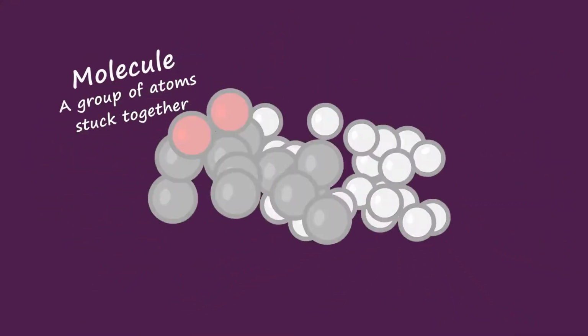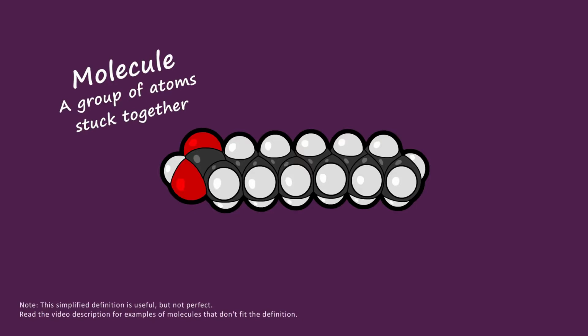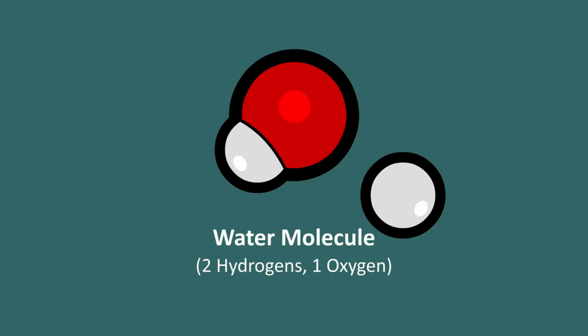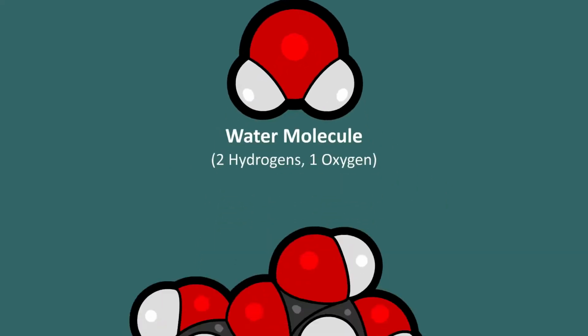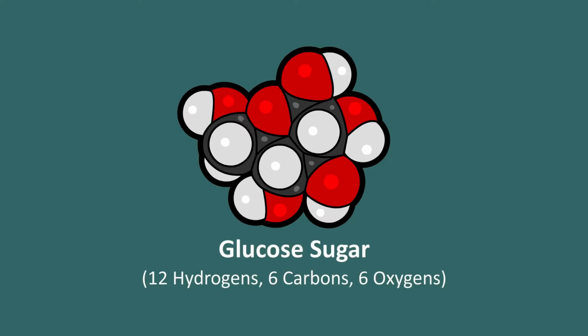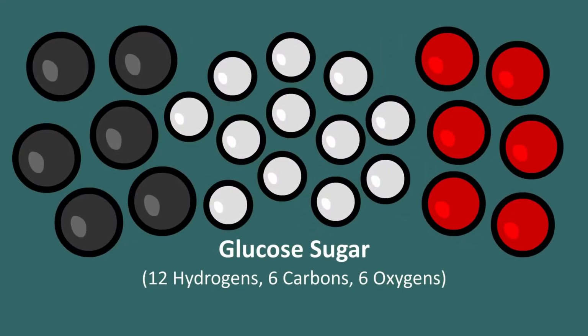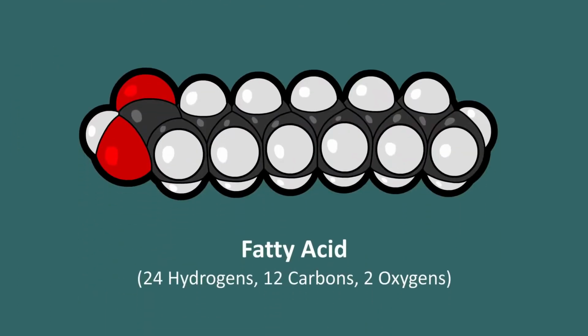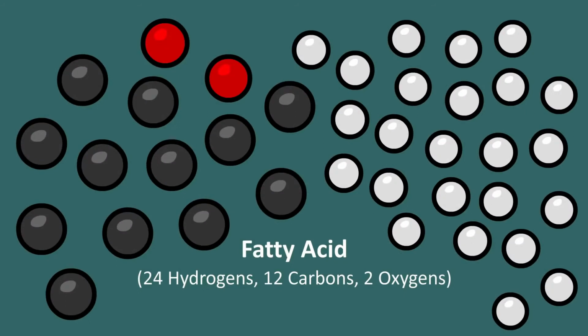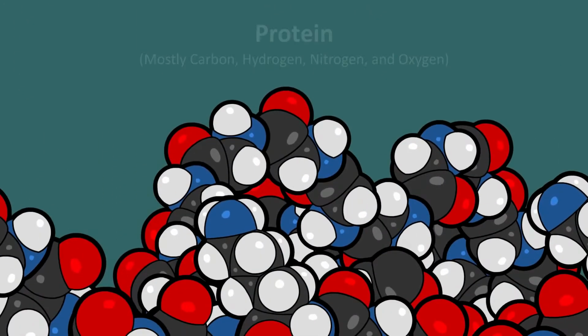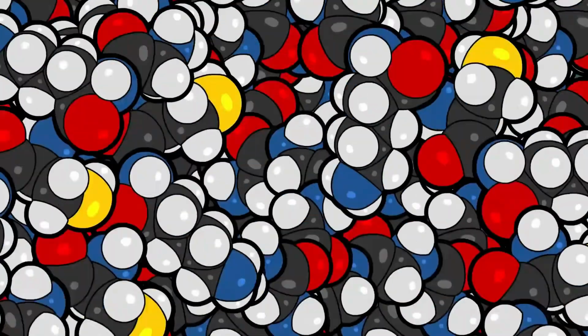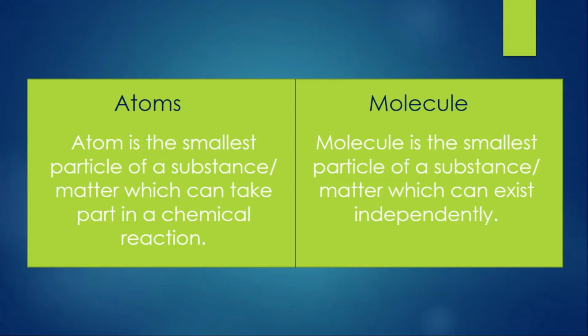As molecules themselves are made up of one or more atoms, they are basically a group of atoms stuck together. A single water molecule contains 3 atoms. A single sugar molecule is made up of 24 different atoms in a special arrangement of hydrogen, carbon and oxygen atoms. A single fatty acid molecule contains 38 atoms, and a single protein molecule can contain up to 500 million atoms depending upon its type.